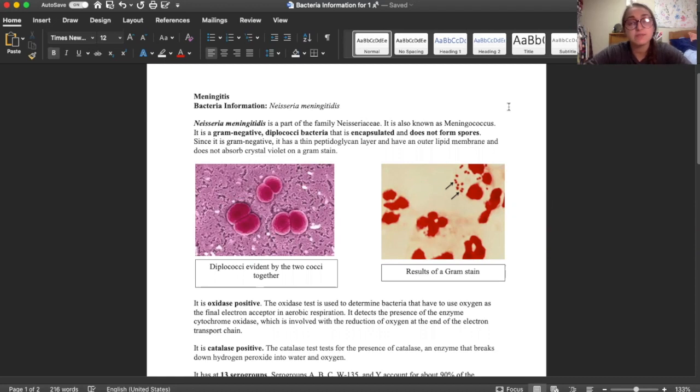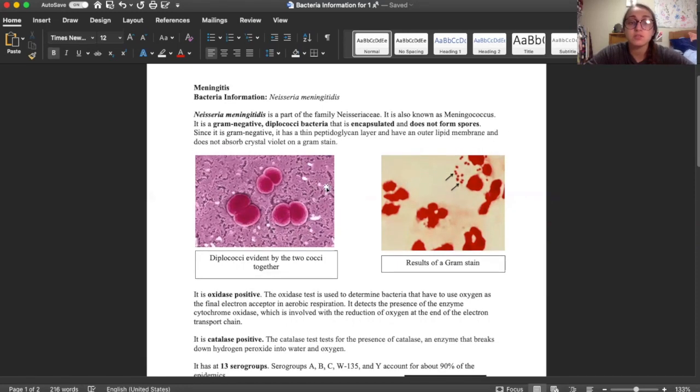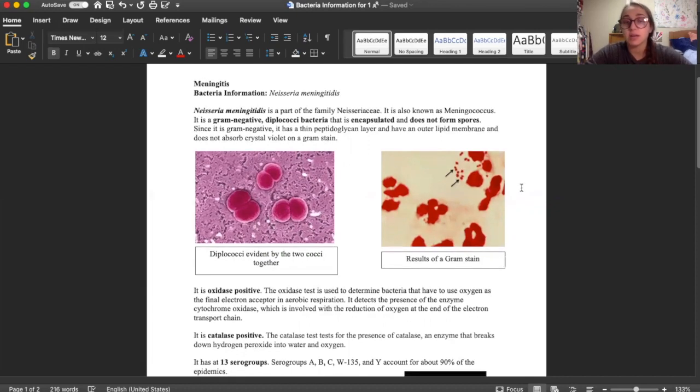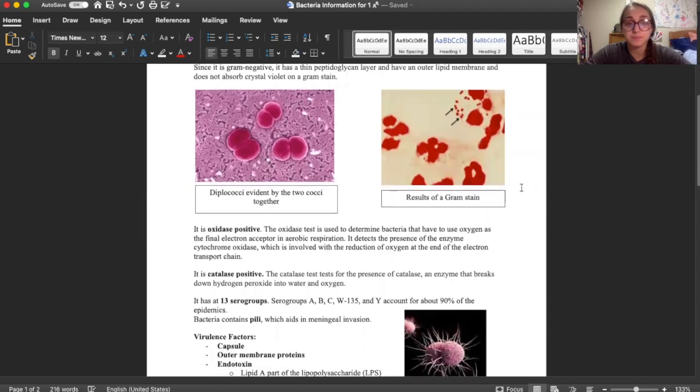Since it is gram-negative, we know that it has a thin peptidoglycan layer and has an outer lipid membrane. And on a gram stain, it will appear red because it does not absorb crystal violet. So if we look to the left, we can see Neisseria meningitidis under a microscope, and we can see that it has two cocci fused together, and it is said to resemble a kidney bean. And on the right, we have results of a gram stain, so we can see the small bacteria over here are red, and these are our Neisseria meningitidis. And because they are gram negative, they do not absorb the crystal violet.